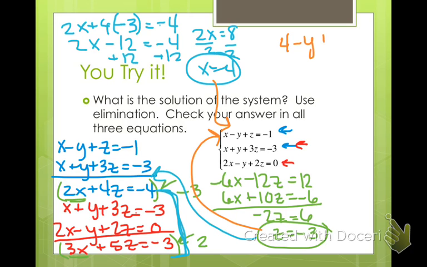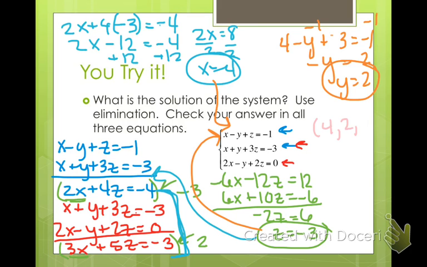So 4 minus y plus negative 3 equals negative 1. 4 and negative 3 makes 1, so I subtract 1 from both sides. So negative y equals negative 2, therefore y equals positive 2. Then we write all three of these as an ordered triple in alphabetical order: 4, 2, negative 3. There is our solution. That should satisfy all three of these equations. If you're not sure, plug all these back into each one of these equations and make sure it satisfies all three of them.